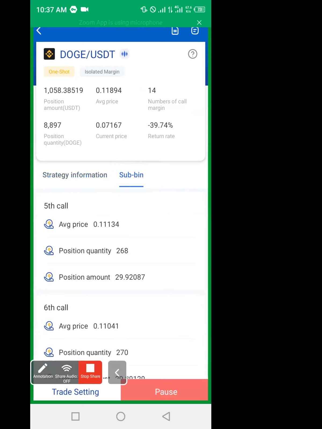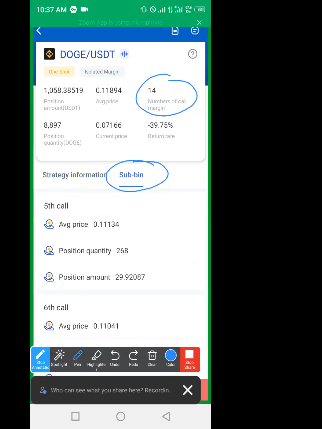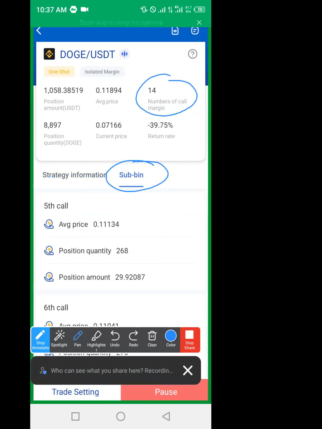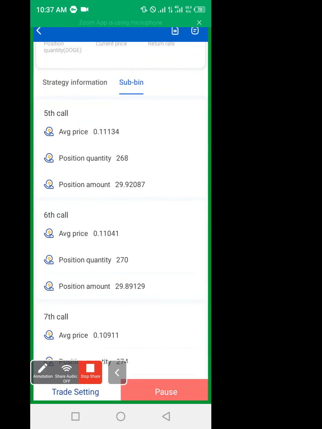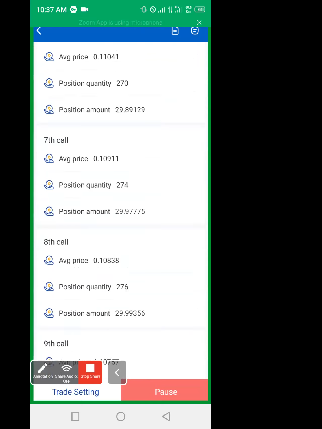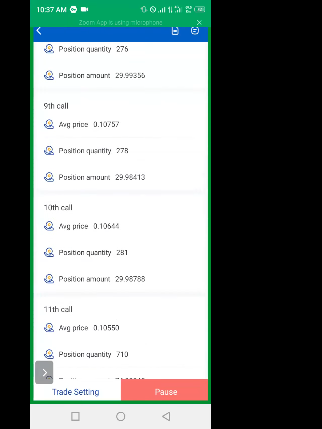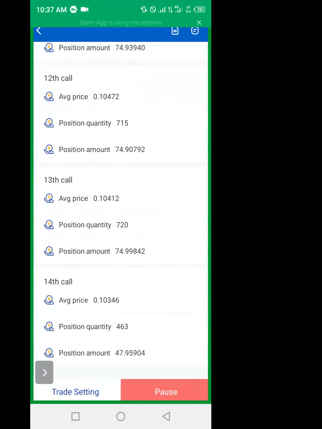It is going to show me that the 5th call was bought at this price. The quantity of Doge which was bought was this, and for my position amount, it used $29.6 to buy the 5th margin call. You can look at the 6th call, the 7th, the 8th, the 9th, the 10th, up to the 14th. It will give you the details.